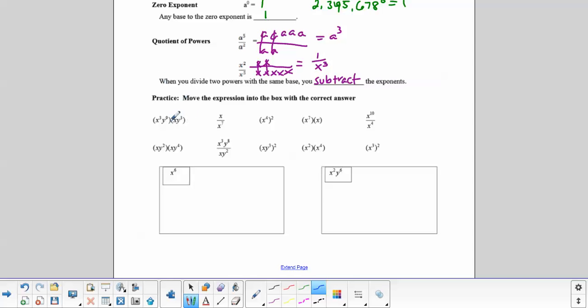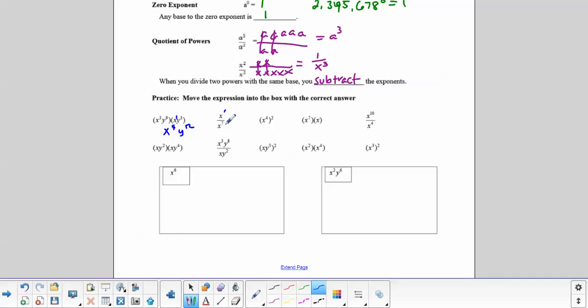Okay, in the first one, I have an x here, so I'm going to make that x to the 1. It's a multiplication problem, so I'm going to add the exponents. So x to the 3 times x to the 1 gives me x to the 4. Y to the 9 times y to the 3 gives me y to the 12. And I'm going to check, is it either of these? No. Okay. Here's a division.